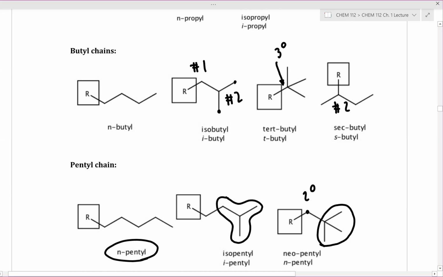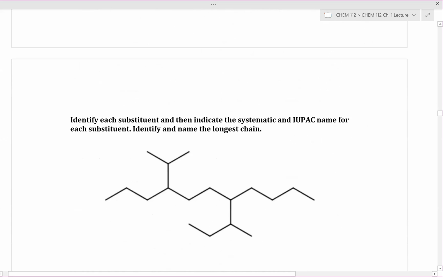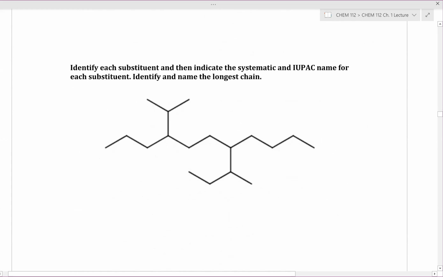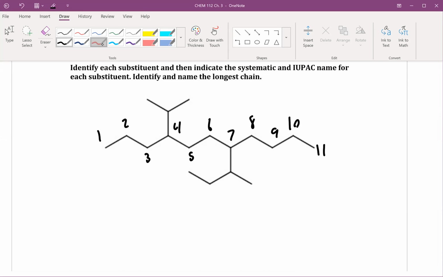So the best way to incorporate each of these common chains is to focus on naming each of these common chains. So let's start off with a typical example. I'd like you to identify each substituent and then indicate the systematic IUPAC name for each substituent, and then we're going to name the longest chain. So I'm going to help us out, and I'm going to start us off for this one. I'm going to assign 2 sets of carbon numbers. So 1, 2, 3, 4, 5, 6, 7, 8, 9, 10, 11. Okay, so that's our longest carbon chain with 11 carbons. Let's try both directions of counting.